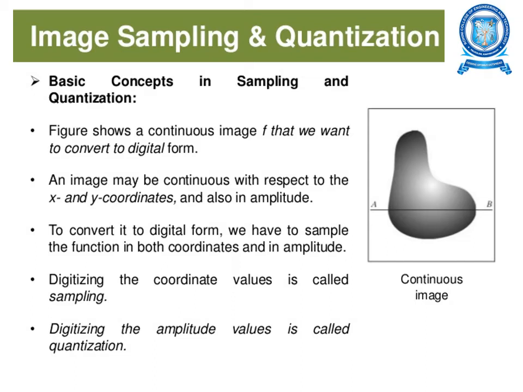As I explained earlier, here we are again looking at the basic concepts in sampling and quantization. We have taken a continuous image from A to B. It is taken along the x and y coordinates and along the amplitude function. To convert it into digital form, we have to sample it along both the coordinates as well as the amplitude. Digitizing the coordinate values is called sampling, whereas digitizing the amplitude values is called quantization. I think now you might have a clear idea about what is sampling and what is quantization.